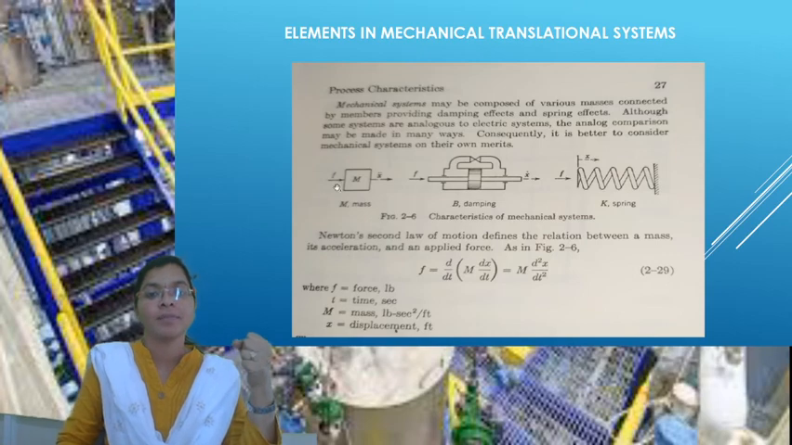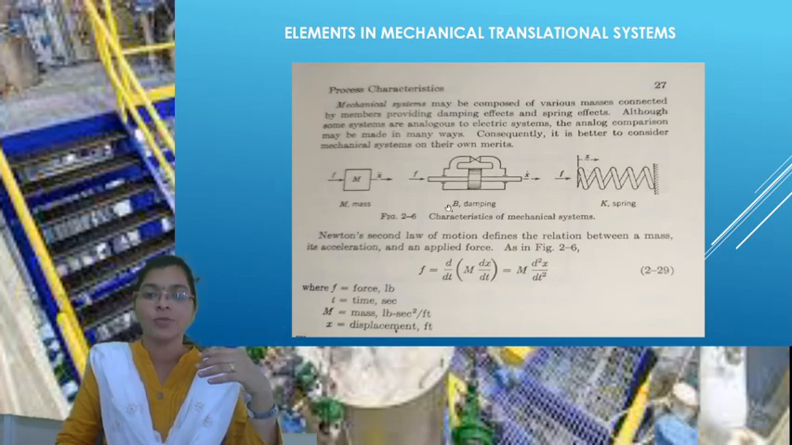Here you observe, this is a mass element, which is an object. For that mass we apply the force, then it moves from one place to another with a displacement of x. But why are two dots there? This has a double derivative. Here we have a single derivative. Here we have no derivative. So this is what you are going to get in control systems.